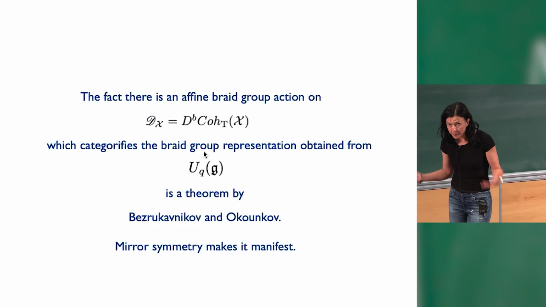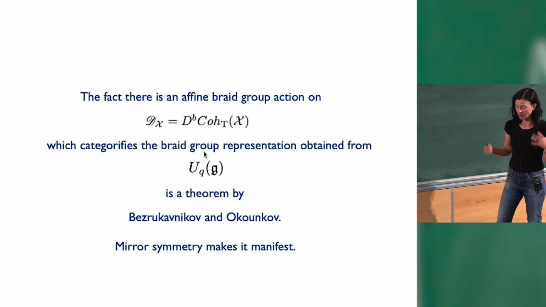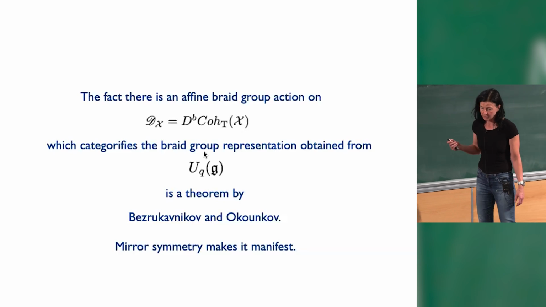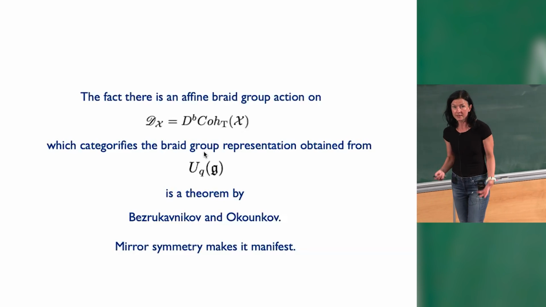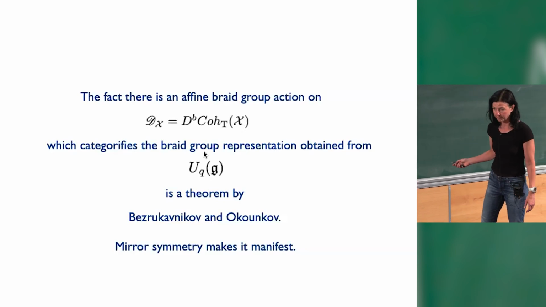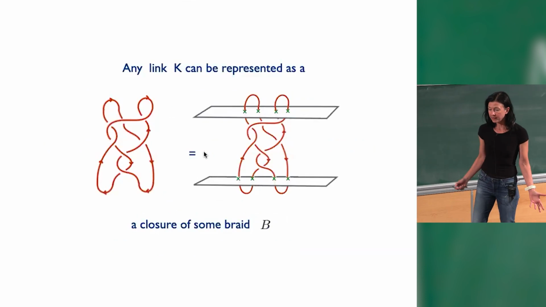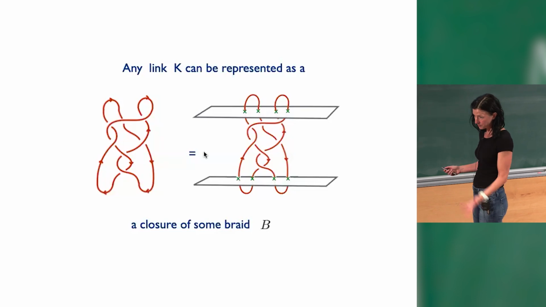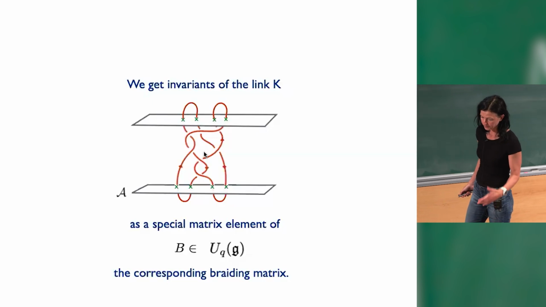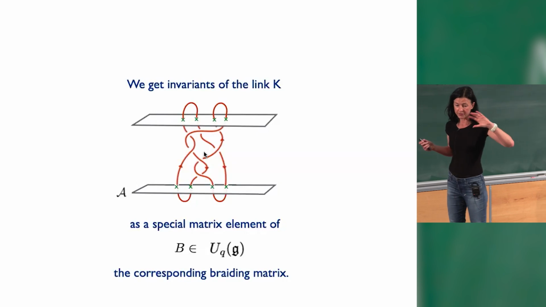But for now, just on the B side, the fact that there is not just a braid group action, but an affine braid group action on the category of coherent sheaves on X, which categorifies the braid group representation coming from quantum groups, is a theorem by Bezrukavnikov and Okounkov. Mirror symmetry will make it manifest. Now, we want to categorify link invariants. Any link can be represented as a closure of some braid. This gives you an invariant of a link as some special matrix elements of the braiding matrix.